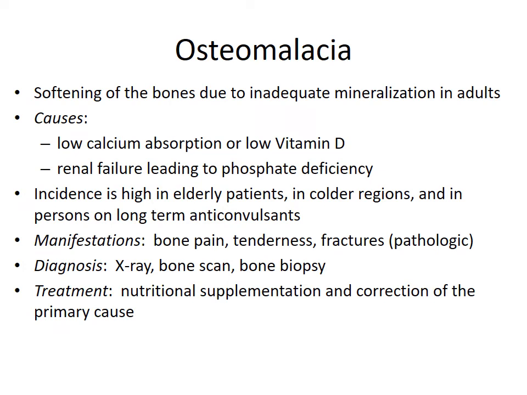The incidence of osteomalacia is higher in elderly patients, in places where it's cold, which may have something to do with the sunlight amount in the vitamin D, and people who are taking long-term anticonvulsants. The way this manifests is through bone pain, tenderness, and pathologic fractures, so fractures of normal stress and diseased bone. It's diagnosed with x-rays, bone scans, and biopsies of the bone. And you treat it with nutritional supplementation or fixing the cause if you can.